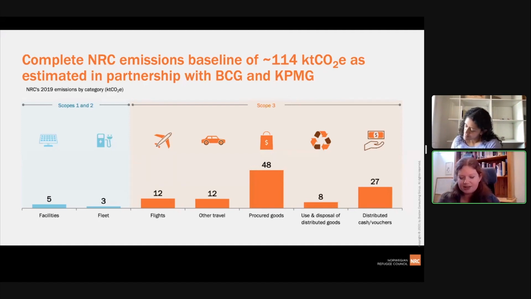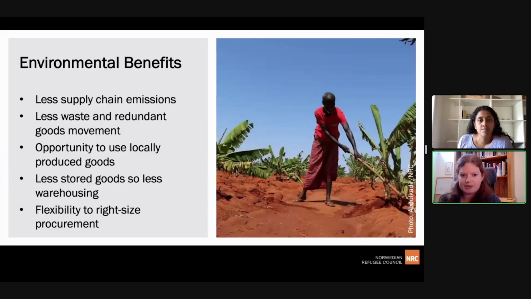And greening, for us, we do believe that although it's important that we address our direct emissions, as you can see on the left, there are our facilities, our generators, our fleet, and our flights. It is critical that we start to think about how we can address the emissions from procured goods, as well as the local environmental impacts.